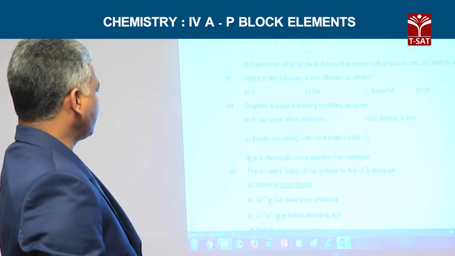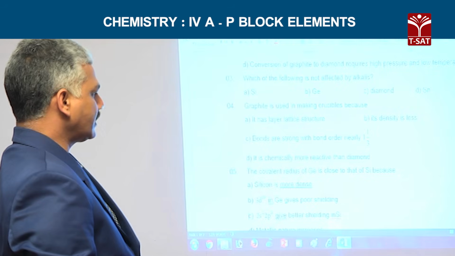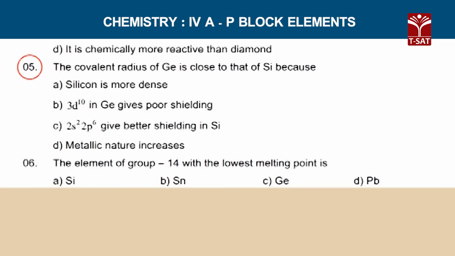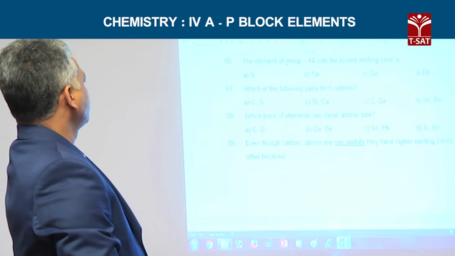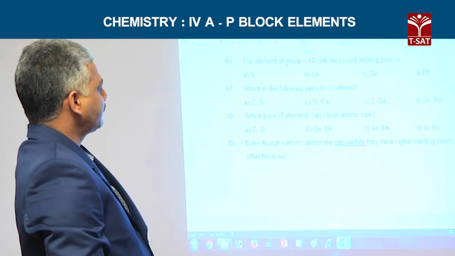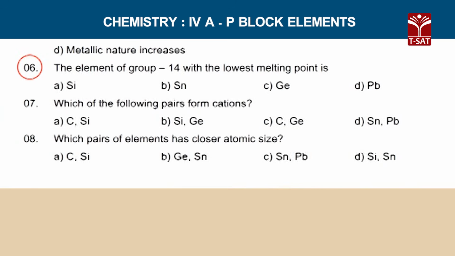Fifth question, the covalent radius of germanium is close to that of silicon because silicon is more dense, 3d10 in germanium gives poor shielding, 2s2 gives better shielding in silicon, metallic nature increases. Correct option is B. 3d10 in germanium gives poor shielding and hence its radius is closer to that of silicon. Sixth question, the element of group 14 with the least melting point is, given options are silicon, tin, germanium and lead. Correct option is tin.